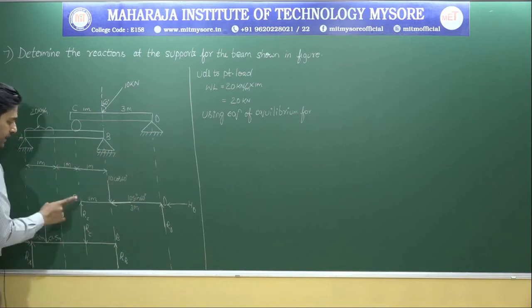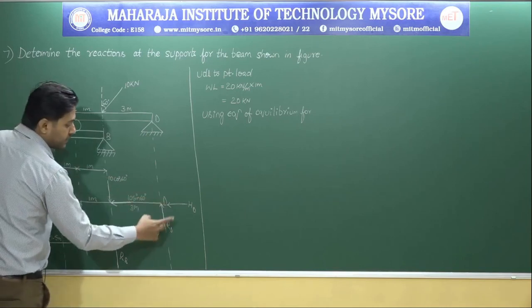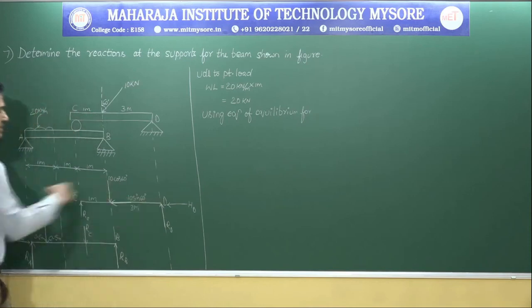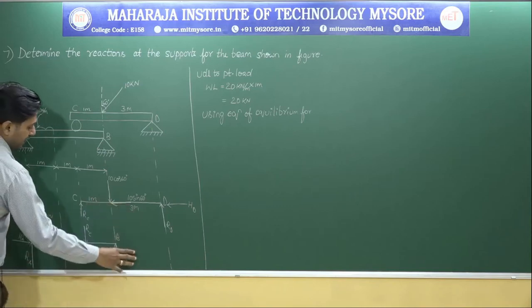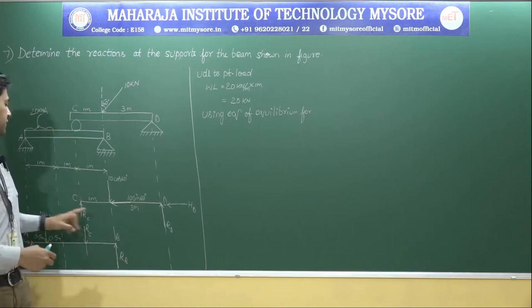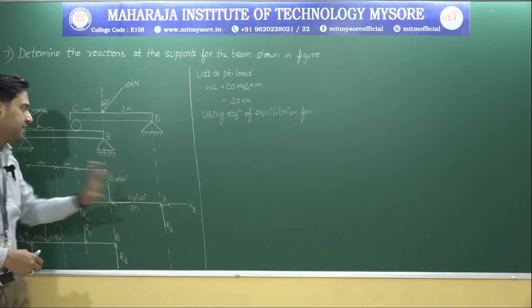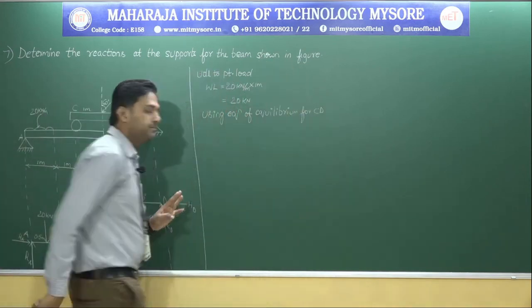How many unknowns are there? So RC, one unknown. HD and RD, so two unknowns. Totally 3 unknowns in CD beam. Let me go with this AB. So in AB, observe. HA, 1 unknown, RA, 2, RC, 3, RB, 4. So in CD beam 3, in AB beam 4. So which one shall I consider? So first consider the free body diagram of CD. So using equations of equilibrium for CD portion.